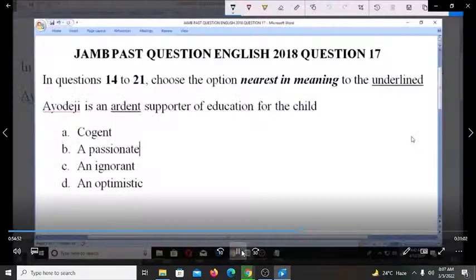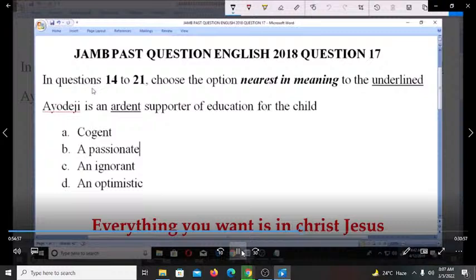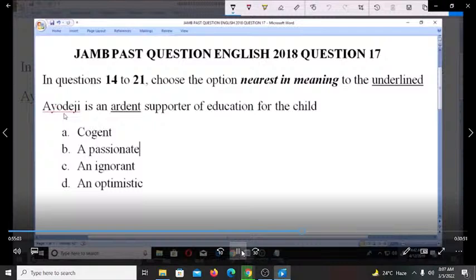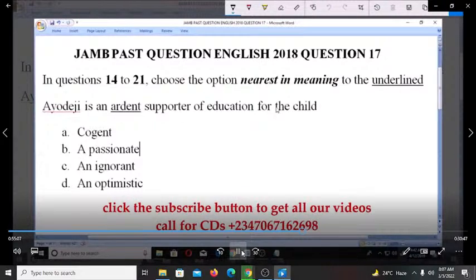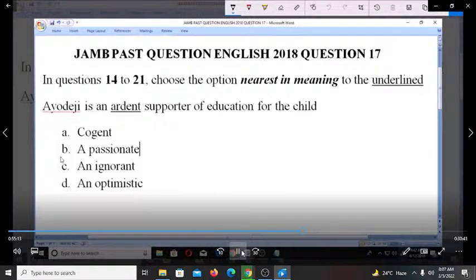Welcome. Let's look at these JAMB past questions, English 2018, question number 17. In questions 14 to 21, choose the option nearest the meaning to the underlined. Joe is an ardent supporter of education for the child. The underlined word is ardent. The options are A, cogent, B, passionate, C, an ignorant, D, an optimistic.